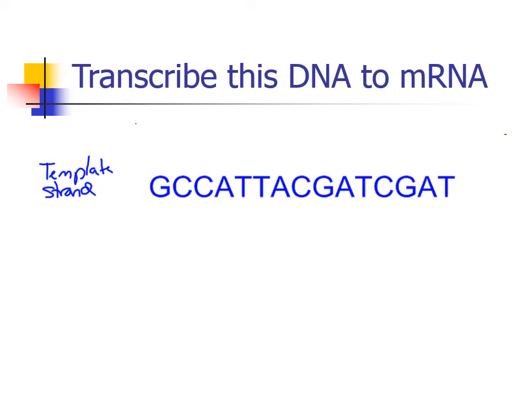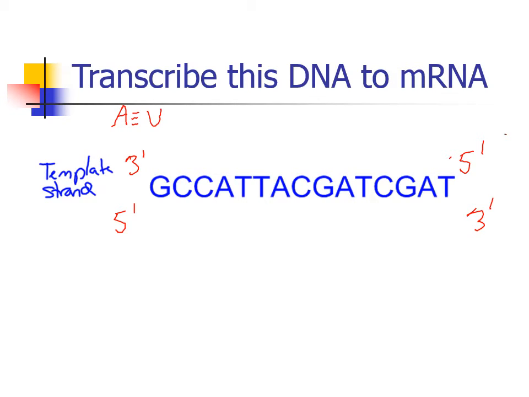So let's do an example together, transcribing this DNA molecule into messenger RNA. So you see that this is the template strand of the DNA, and our job is to create the complementary messenger RNA strand. So let's say that this is your 5' end, this is your 3' end. Messenger RNA is always made in the 5' to 3' direction. Therefore, the messenger RNA, this side will be 5', and this side will be 3'.